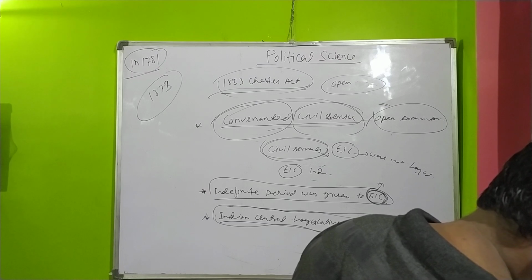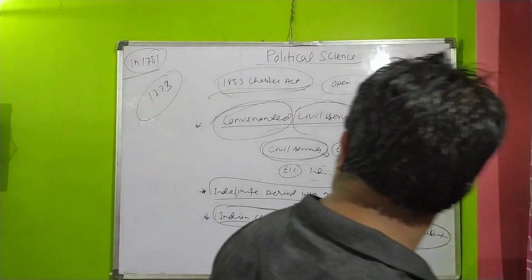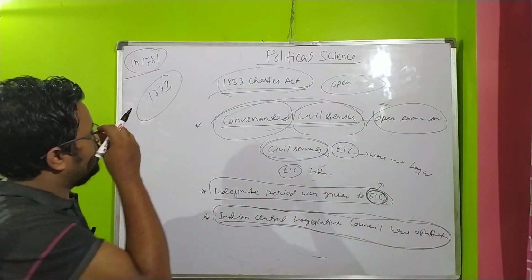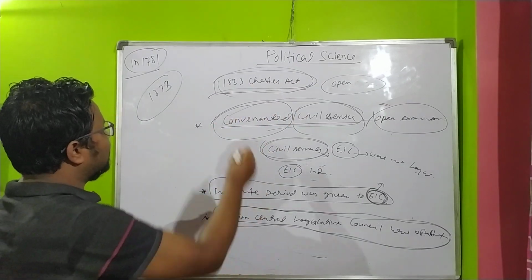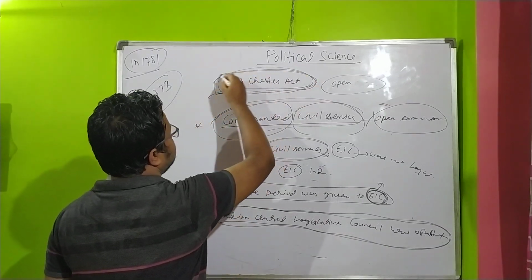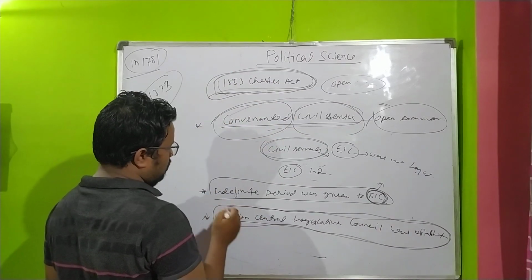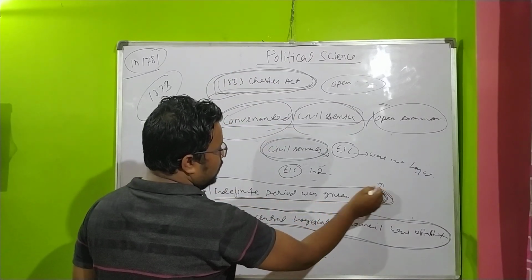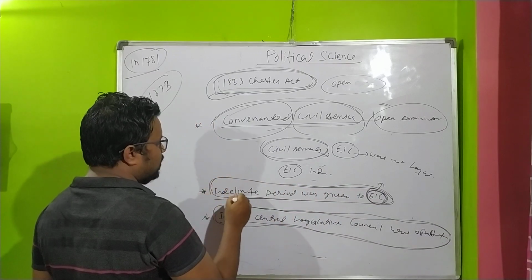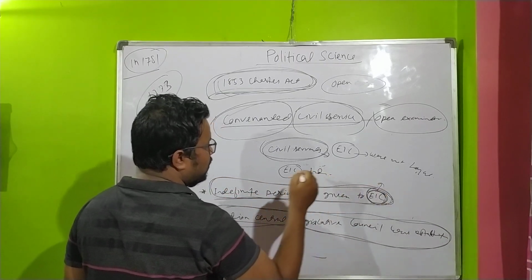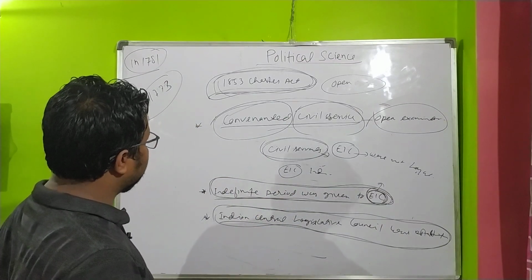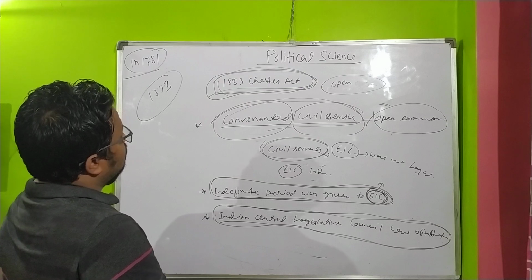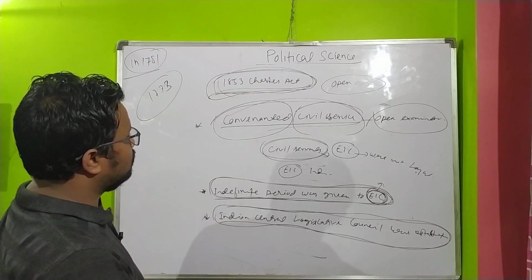Okay, now I think I have covered everything in the 1853 Charter Act. This was the last Charter Act, because an indefinite period was given to the East India Company. At any time the powers of the East India Company may be snatched by the British government. So this was the last Charter Act. Now the rest of the portions I will do in another class.